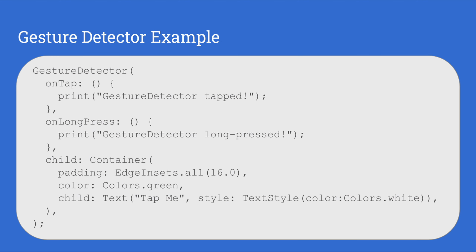Okay, GestureDetector example. Here we are using one container wrapped with a GestureDetector. Here we are using the onTap property, onLongPress, okay, and many more methods that we can use with a GestureDetector.